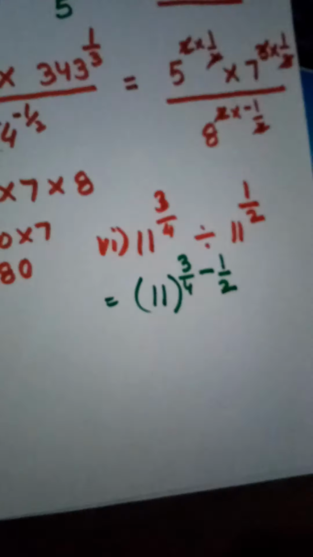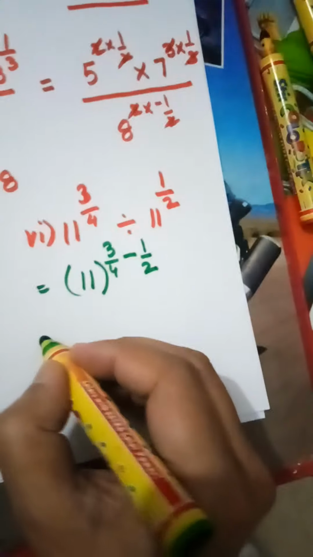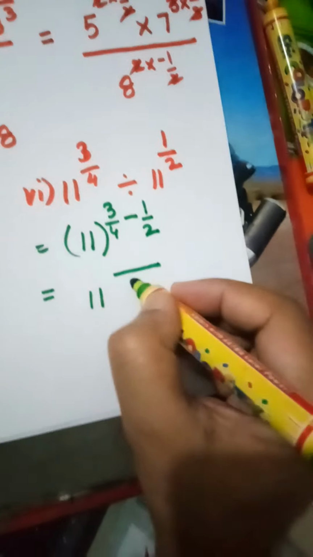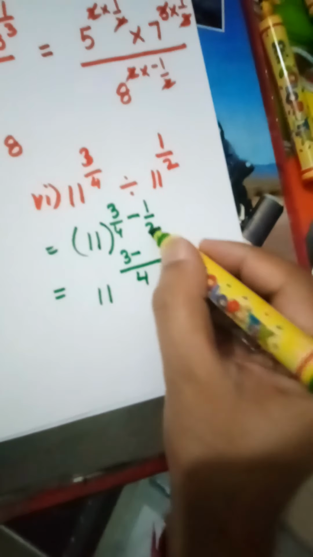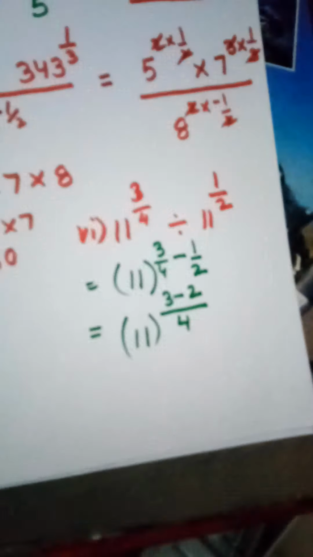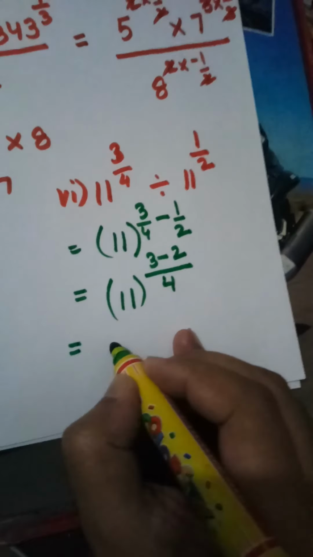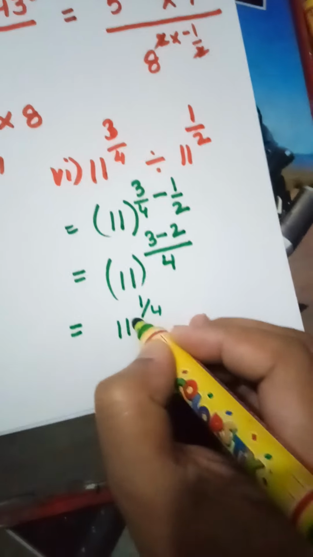Can we take any LCM over there? Yes, we can take LCM over there. 11 can be written as the same, and the LCM is 4. Now 3 will come, and 2 goes to the 4, so 2 will come over there. So it will be 11 raised to power 3 minus 2 upon 4. And children, can you solve this part now? It will be 11 raised to power 3 minus 2 is 1 upon 4.